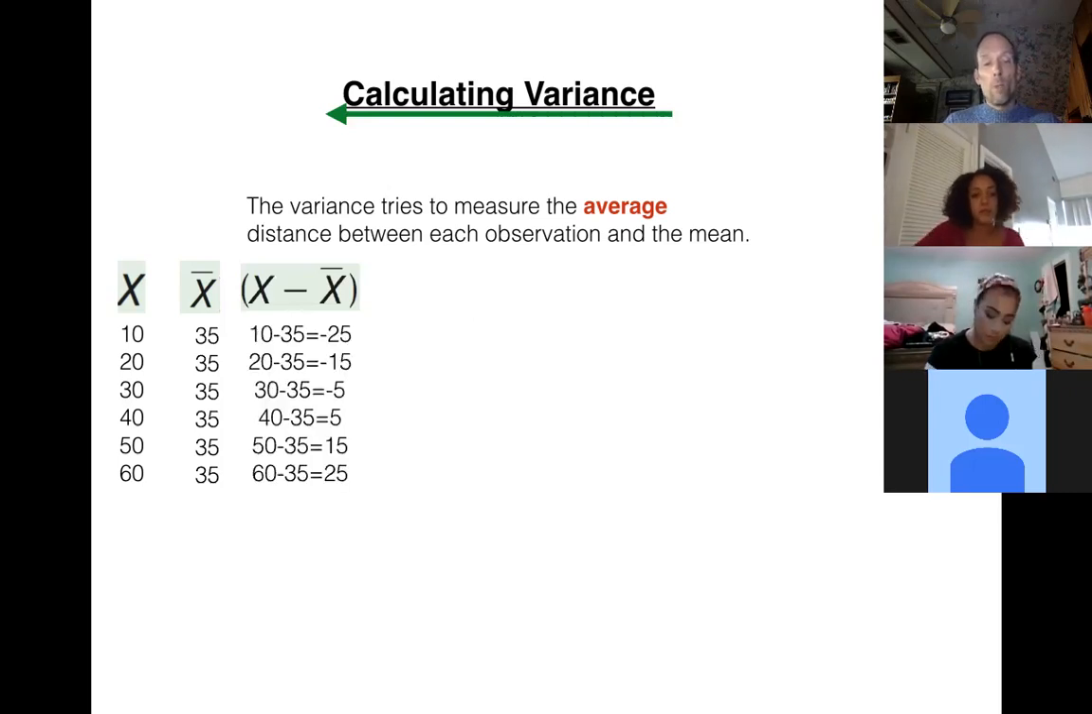And when we take each value, I'll give you guys a minute to get this copied down. When we subtract each value, we're going to go ahead and write them in the next column, just like so.